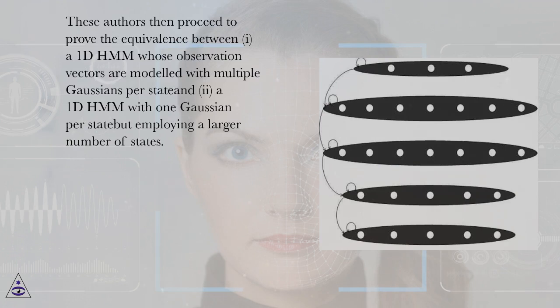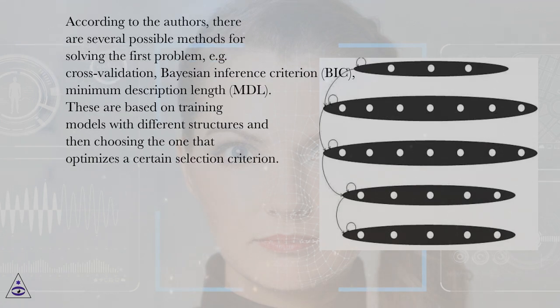an HMM. These authors then proceed to prove the equivalence between 1, a 1D HMM whose observation vectors are modeled with multiple Gaussians per state, and 2, a 1D HMM with one Gaussian per state but employing a larger number of states. According to the authors, there are several possible methods for solving the first problem, for example cross-validation, Bayesian inference criterion, BIC, minimum description length, MDL.